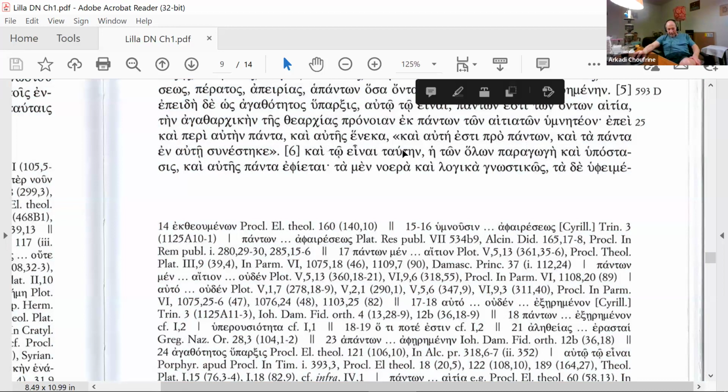You see why I think it would be more natural to refer to pronoia with that pronoun, especially as it's used right after that, autēs. Yeah, not tautēs, you know. So that's a little bit weird.